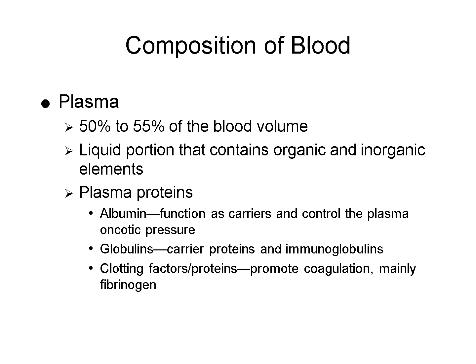It is the liquid portion of blood that contains a mixture of organic and inorganic elements. Plasma proteins perform essential roles. Albumin functions as a carrier protein and helps maintain plasma oncotic pressure, while globulins serve as carrier proteins and include the immunoglobulins. Clotting factors, primarily fibrinogen, are also found in plasma and are crucial for blood coagulation.